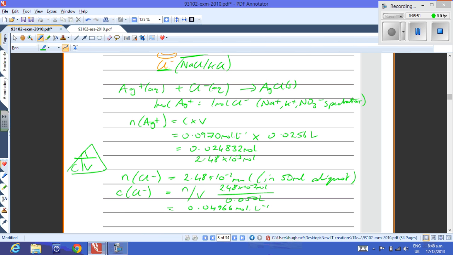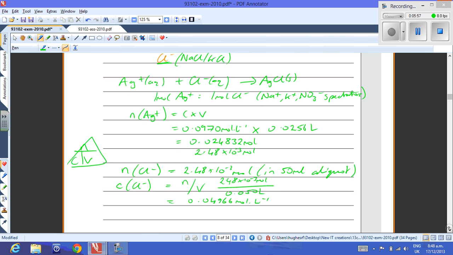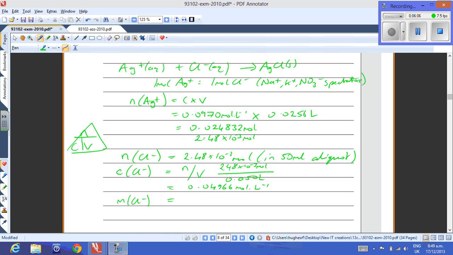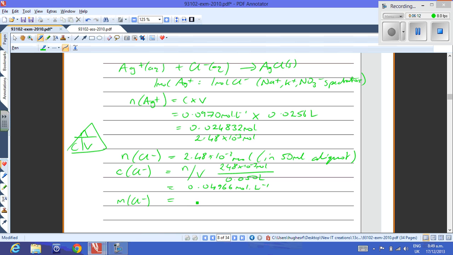Now, in the question, they're asking us for the percentage composition in terms of mass, because the original mixture was given to us as 0.746 grams. So we need to get this amount of chloride ions in mass. So the mass of chloride ions is equal to the moles times the molecular mass.